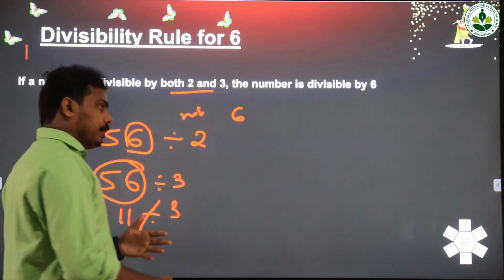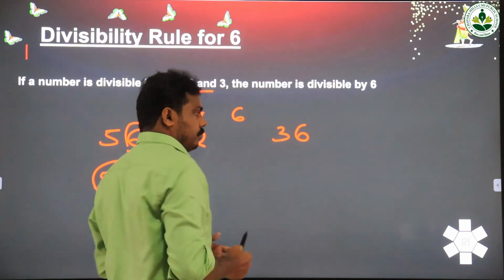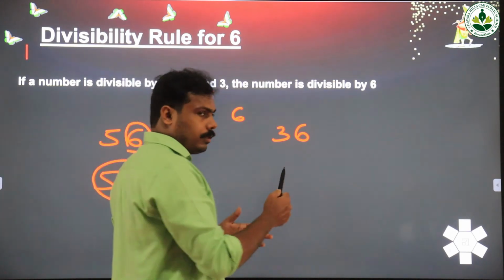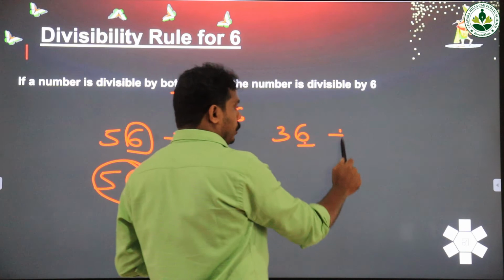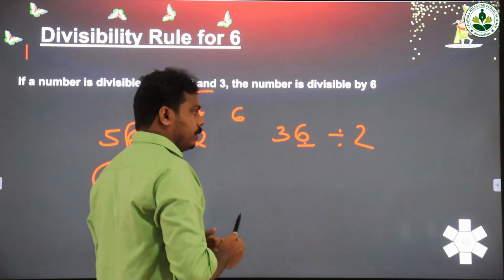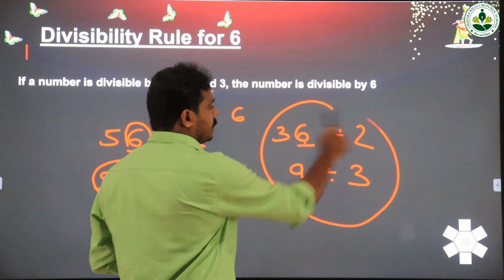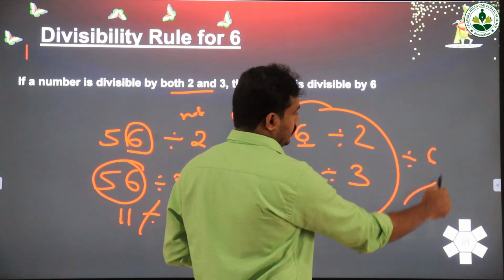We can check another number, that is 36. It is divisible by 2. Why? Because the ones place digit is an even number, so it is divisible by 2, and the sum of the digits of the number is 6 plus 3 is 9. It is divisible by 3. So 36 is divisible by 6.